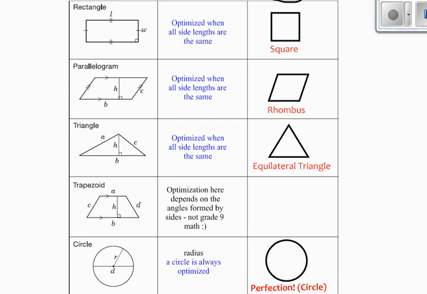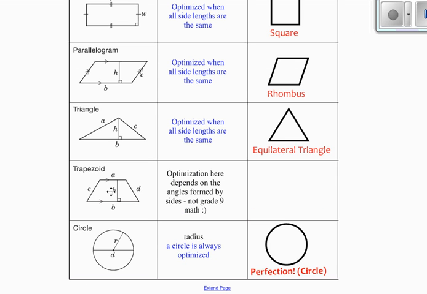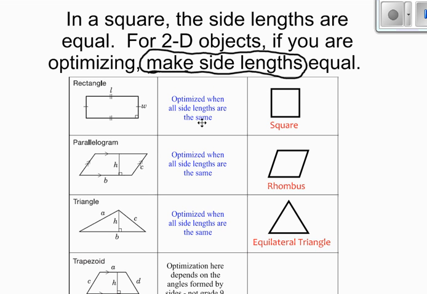We don't worry about optimizing trapezoids, not in grade 9, and circles are automatically optimized. So we only have to worry in 2 dimensions about optimizing rectangles, parallelograms, or triangles. And all of them are optimized when the same thing is true, when all the sides are the same length.